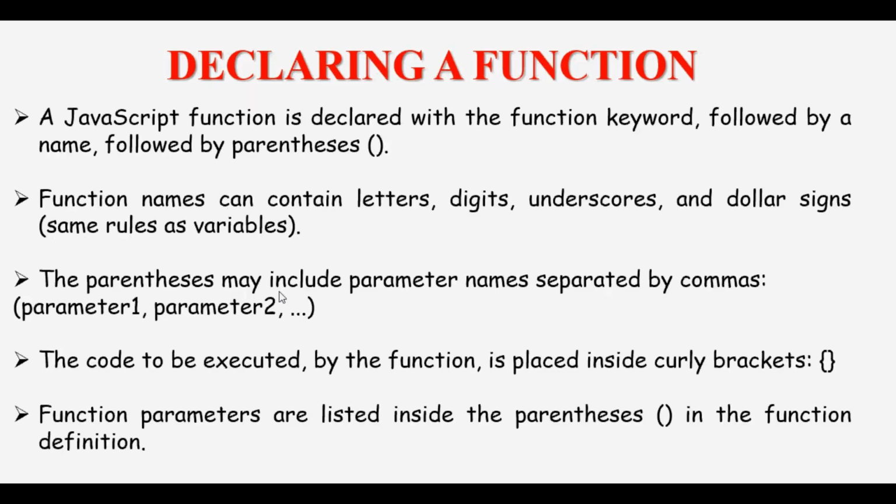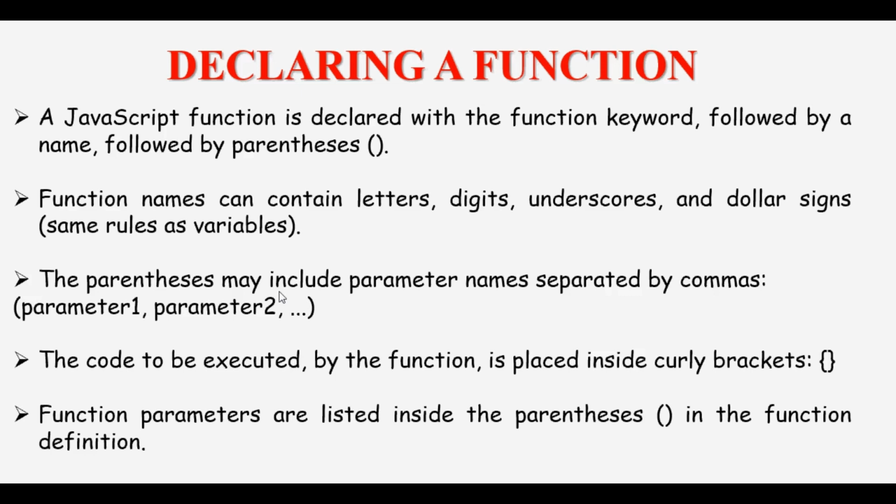So how do you declare a JavaScript function? A JavaScript function is declared with the function keyword. You write the function keyword, like we see in our first slide, followed by the name of the function, then parentheses. The function name can contain letters, digits, underscore, and dollar sign, which are the same naming rules and conventions we have for variables. The same naming conventions also apply to functions.